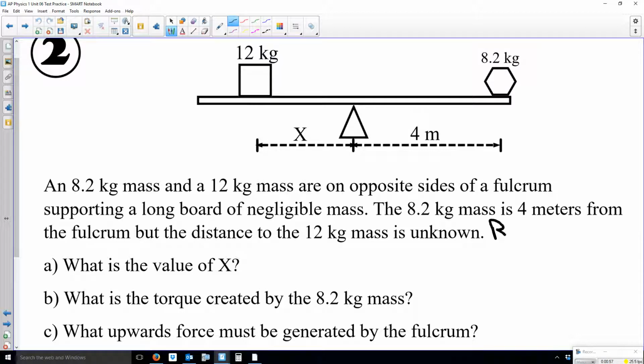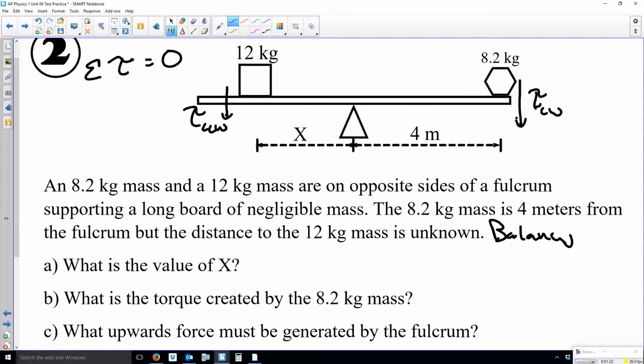It is balanced. So this board is not rotating, and because it's not rotating, the net torque on it must be equal to 0. So whatever torque is being applied by this mass in the clockwise direction, we also have a counterclockwise torque, CCW, and those have to be equal, because when those torques get balanced out, they equal 0. So I can say that the torque in the counterclockwise, which we say is positive, minus the torque in the clockwise must equal 0.